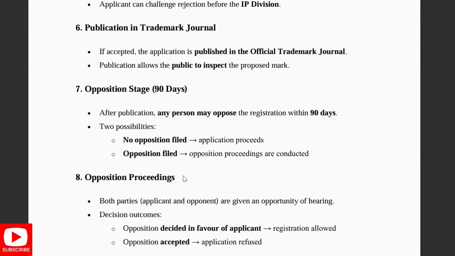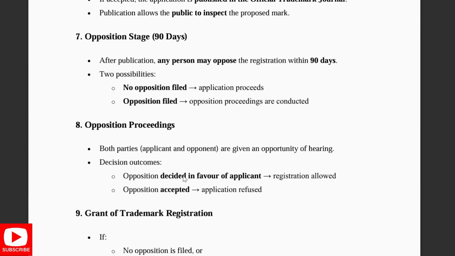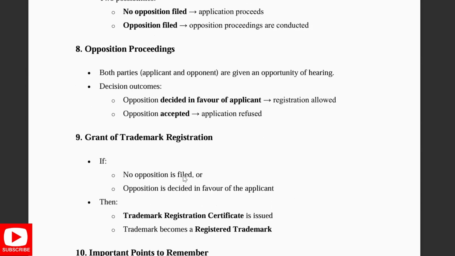Publication in the trademark journal. If accepted, the application is published in the official trademark journal. Publication allows the public to inspect the proposed mark. The opposition period is 90 days. After publication, any person may oppose the registration within the 90 days. If no opposition is filed, then it will proceed. If it is filed, then opposition proceedings are conducted. What is this opposition proceeding? Both parties are given the opportunity of a hearing.